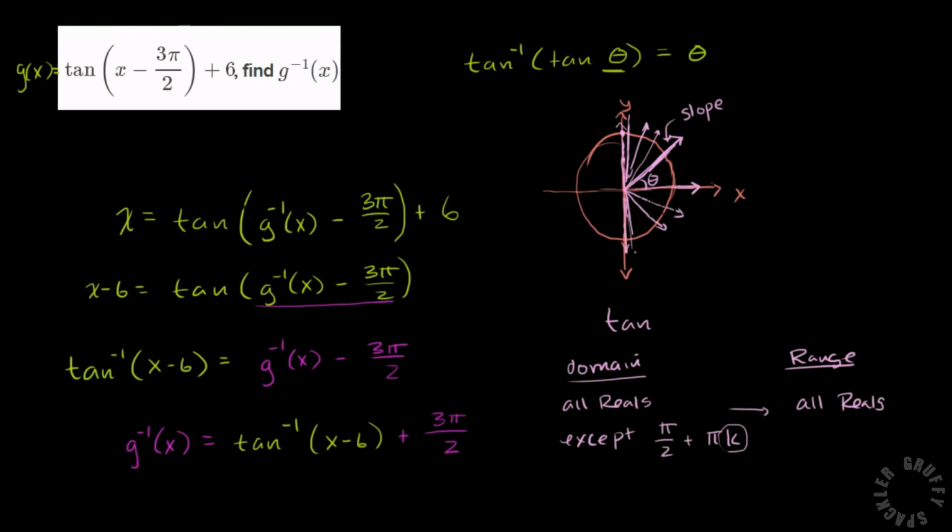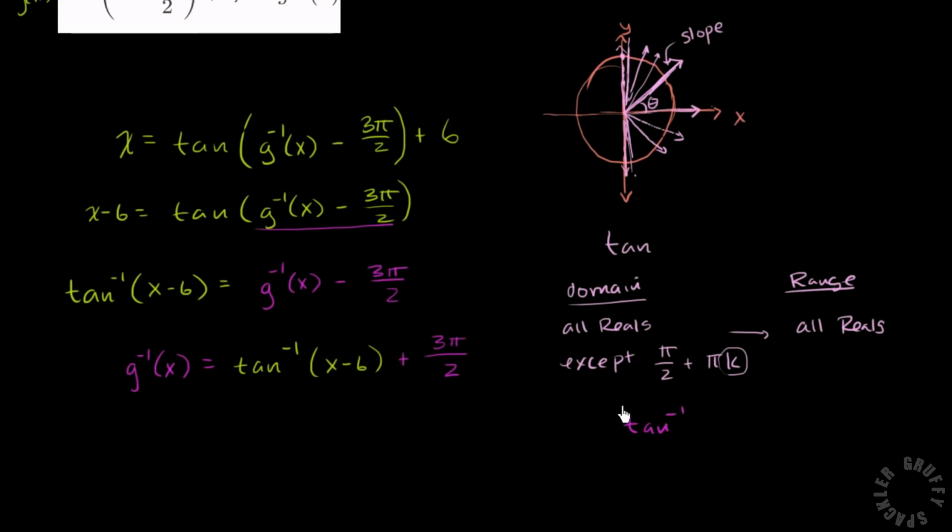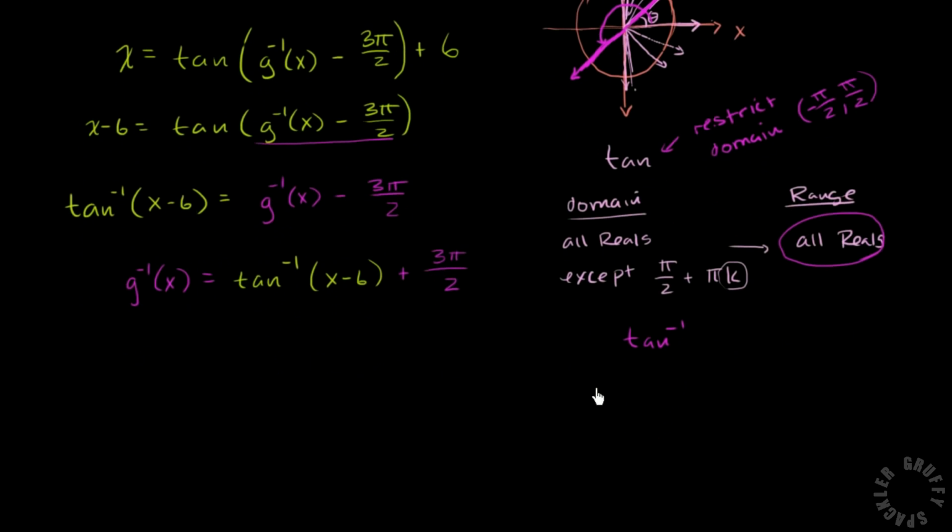Now, when you're talking about the inverse tangent, by convention, to make tangent invertible, you restrict its domain. For any real number, there's only one theta in that restricted domain that inverse tangent can give. So inverse tangent's domain is all reals, but its range is restricted, not including those endpoints.